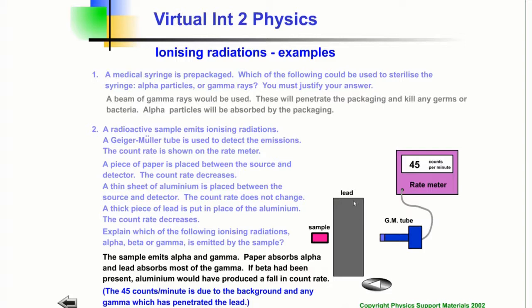The beta particles, there aren't any, so even though we replace that by aluminium, because there are no betas, there's no change in the count rate. When we added lead, the count rate reduced again, showing that lead absorbs most of the gamma. This background count of 45 counts per minute will be due to the background sources all around us.